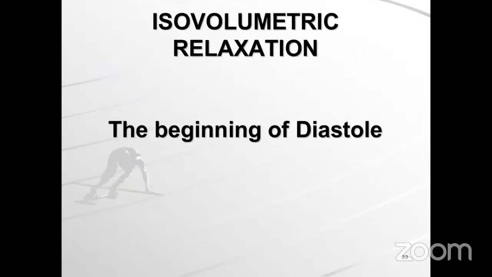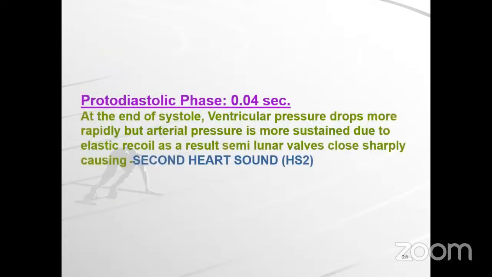Next, coming to the isovolumetric relaxation. Here, the first phase is protodiastole for 0.4 seconds. That is, at the end of the systole, ventricular pressure drops more rapidly, but arterial pressure is more sustained due to elastic recoil. As a result, the semilunar valve closes sharply, causing the second heart sound.